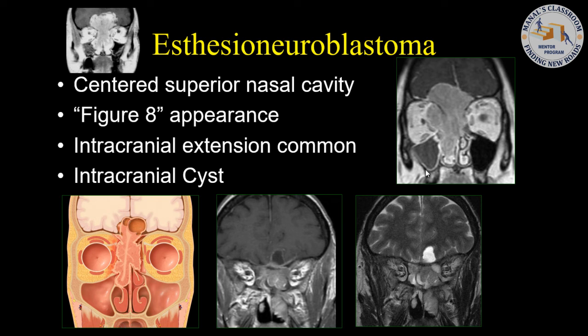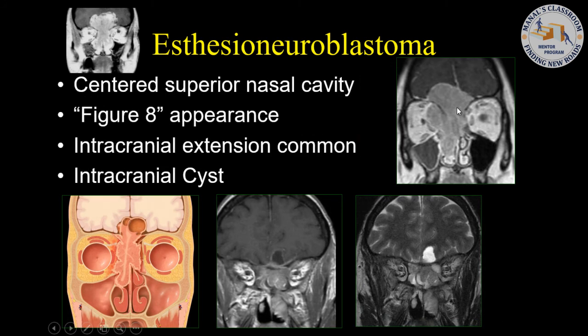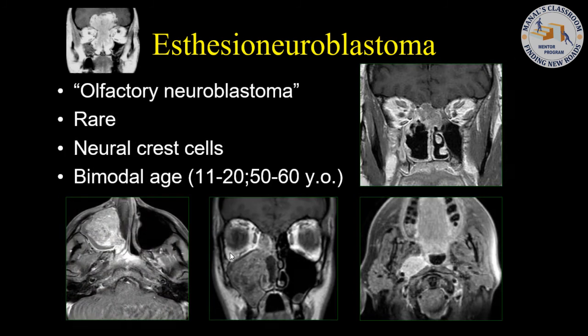So the first thing that we look for is the presence of this figure 8 appearance. The second thing that has been described with esthesioneuroblastoma is this intracranial cyst. Now, personally, I haven't found the presence of intracranial cysts to be helpful, but by the same token, if you see this type of appearance with the figure 8 appearance and you see the cyst, these findings are highly correlated with the presence of esthesioneuroblastoma. Now, what I showed before was the typical appearance for an esthesioneuroblastoma.